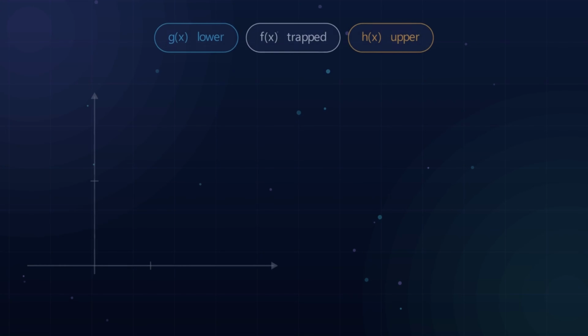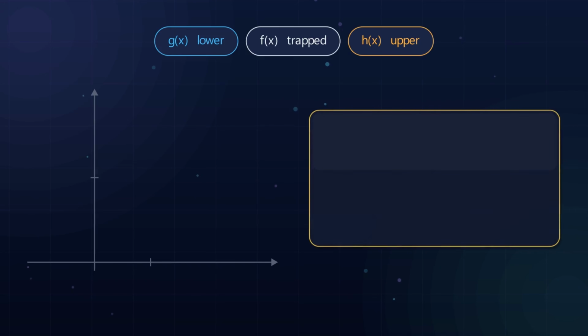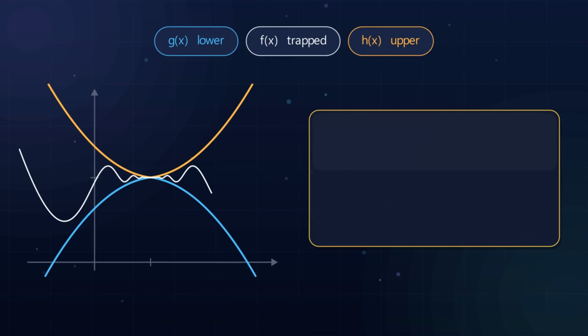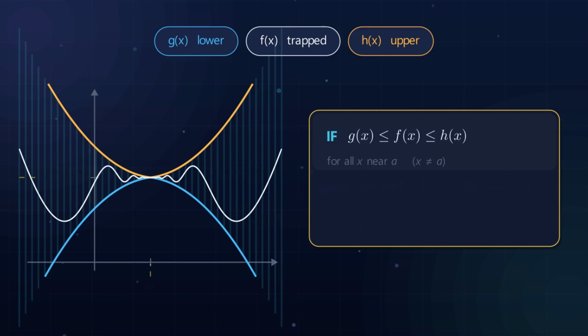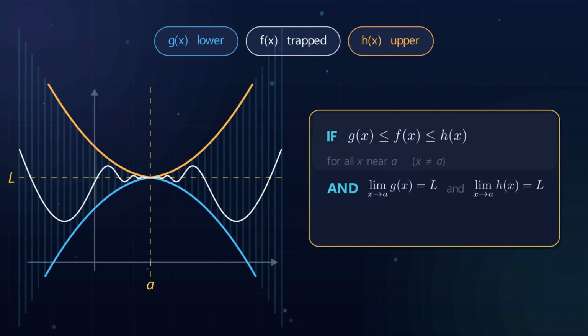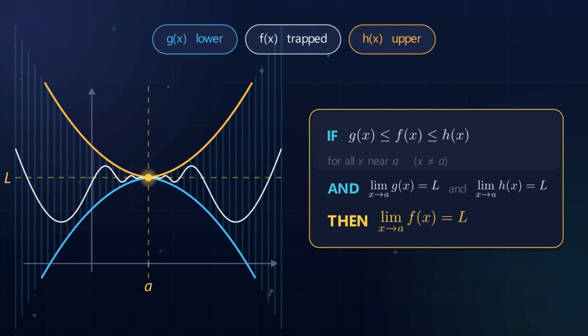Here is the statement properly. Suppose that for every x near a, but not necessarily at a itself, g of x is less than or equal to f of x, which is less than or equal to h of x. Suppose also that the limit of g as x goes to a equals L, and the limit of h as x goes to a also equals L. Then the limit of f as x goes to a must equal L.